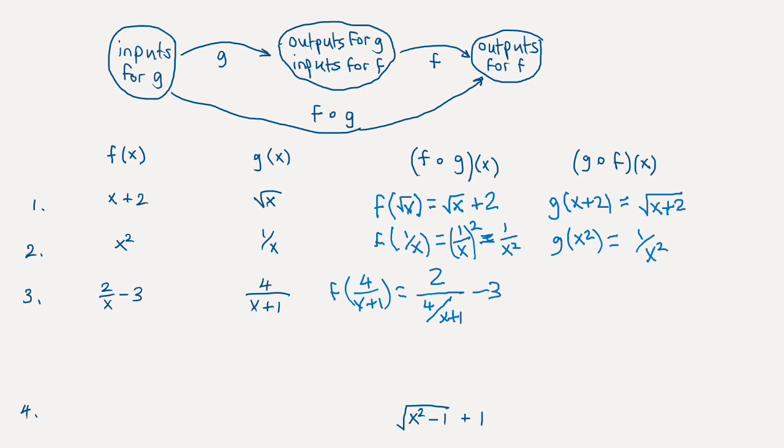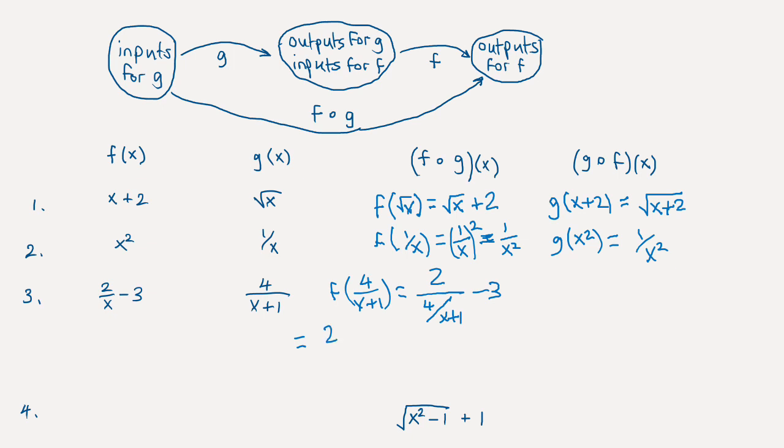Okay, so we need to do a little bit of work here to simplify this. So let's first of all multiply through this fraction here by x plus 1 over x plus 1. So we'll have in the numerator 2 times x plus 1, and then in the denominator we'll have just 4 because the x plus 1 will cancel.